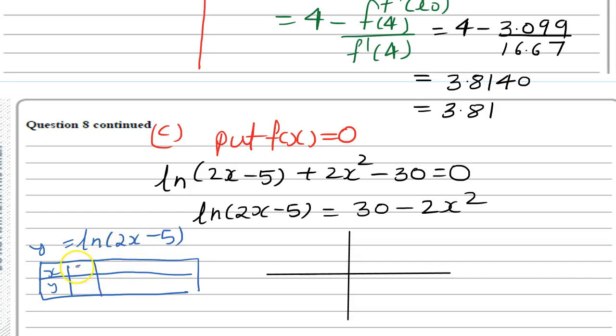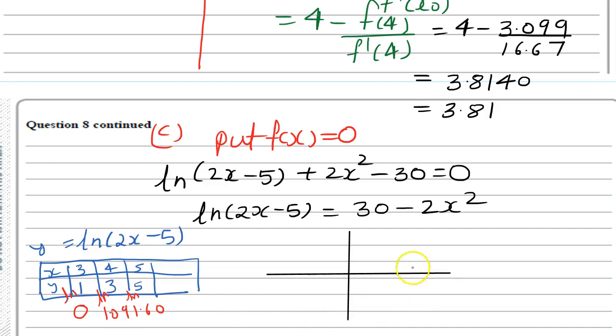So let's put 3. If you put 3 here, so 3 times 2 is 6, 6 minus 5, y will be 1. If you put 4 here, 4 times 2 is 8, 8 minus 5, then it will be 3. If you put 5 here, 5 times 2 is 10, 10 minus 5, so this will be ln 5. Basically this is ln 1, this is ln 3, and this is ln 5. ln 1 is 0, ln 3 if we calculate comes to 1.09, and ln 5 is 1.60.